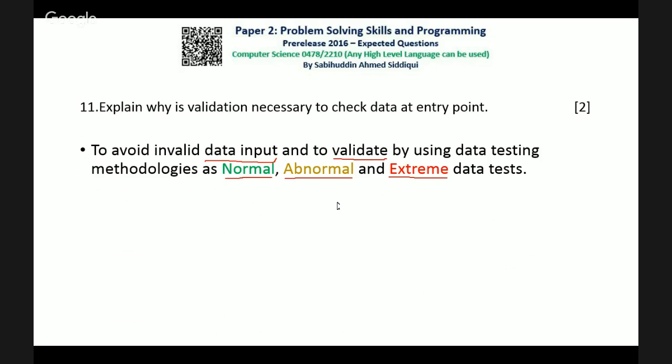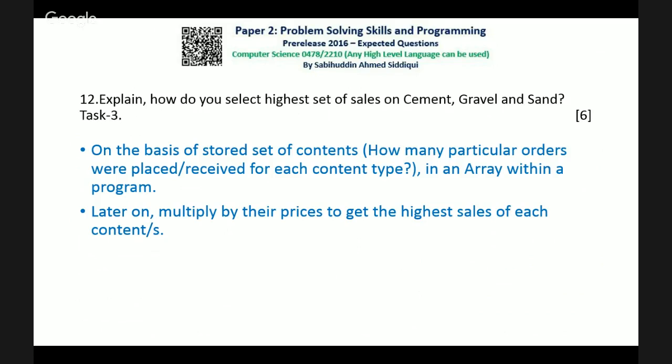Question number 12: explain how you select the highest sales of cement, gravel and sand, Task 3. Now the answer is, on the basis of a stored set of contents, how many particular orders were placed or received for each content type in an array within a program. So first, this can be done by using arrays in a program, and then you can get the contents of each array and multiply by the total number of bags or total count. Later on, multiply by their prices to get the highest sales of each content. So this way you can get the answer to this.